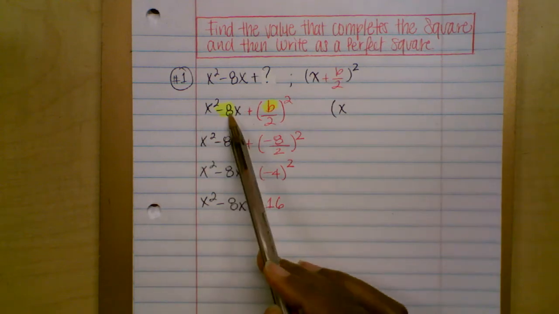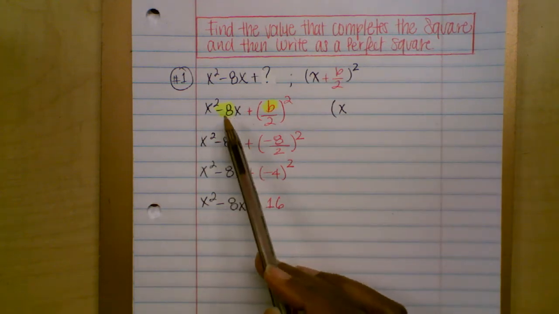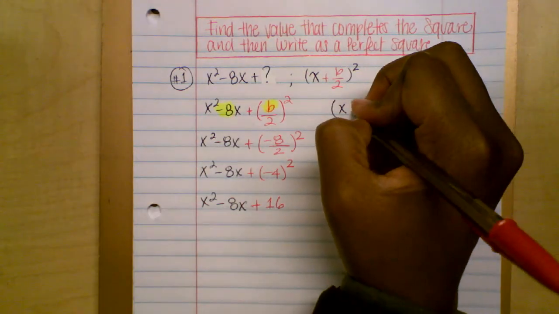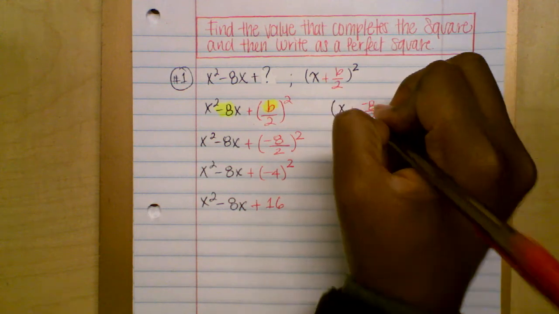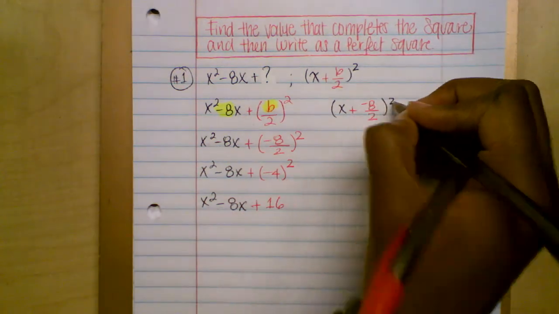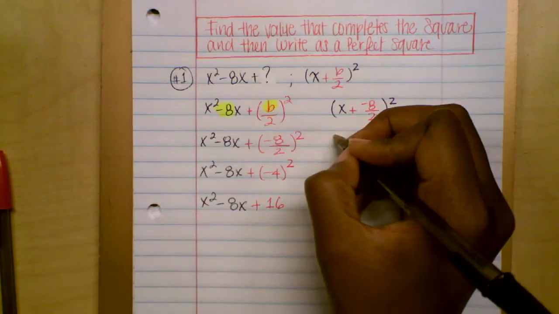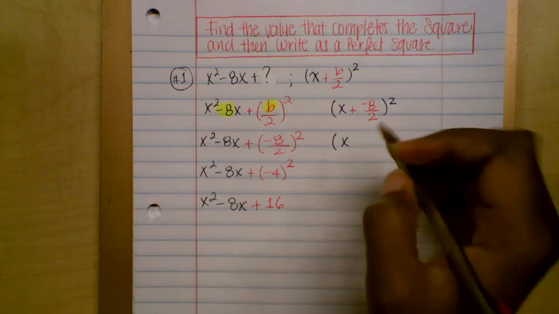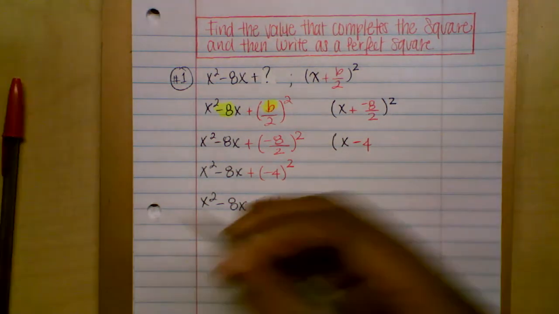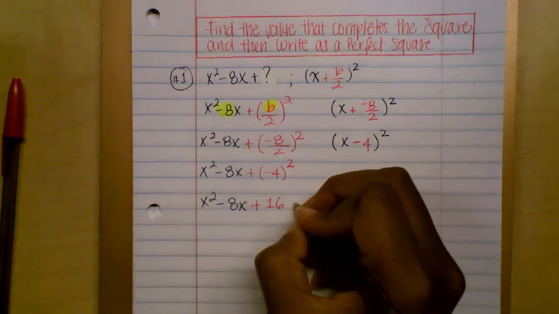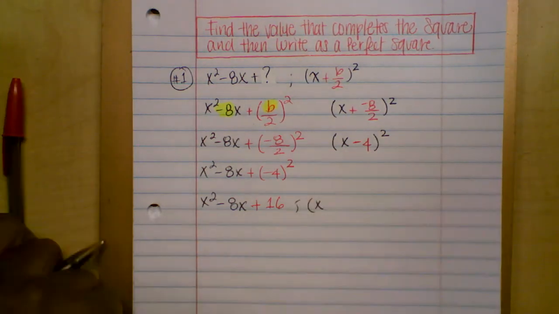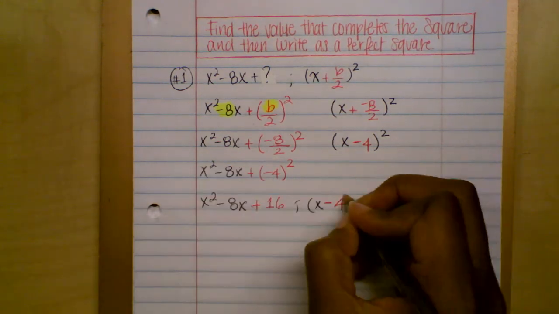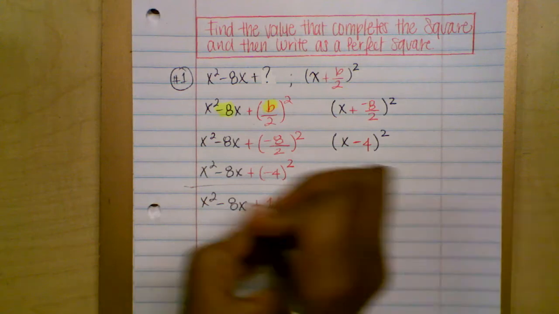Again, my b here is -8. What is half of -8? It's going to be -4, right? So you basically take plus -8 divided by 2, everything squared. Now you have this combination of plus and negative, so it's just going to be -4, everything squared. And the final answer is going to be x minus 4, everything squared. And that's your final work.